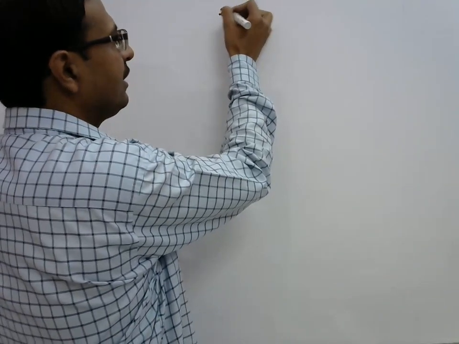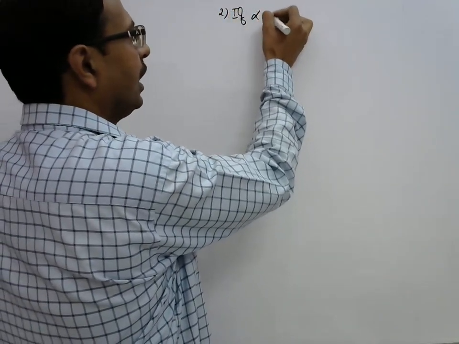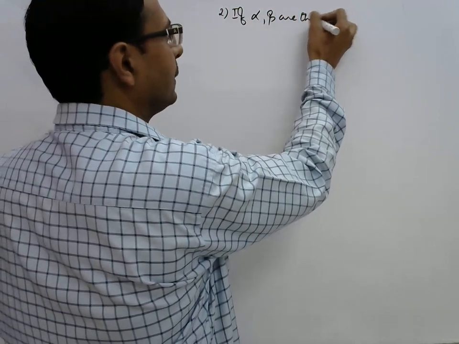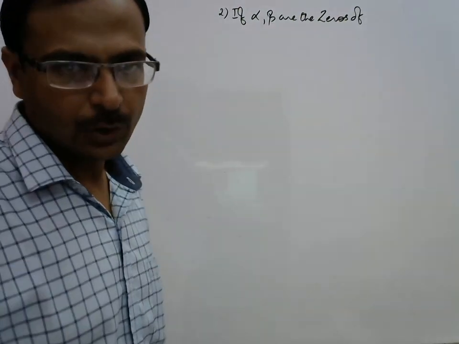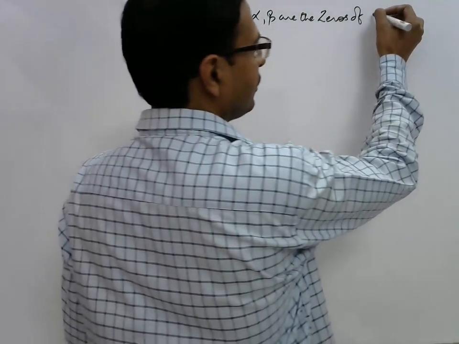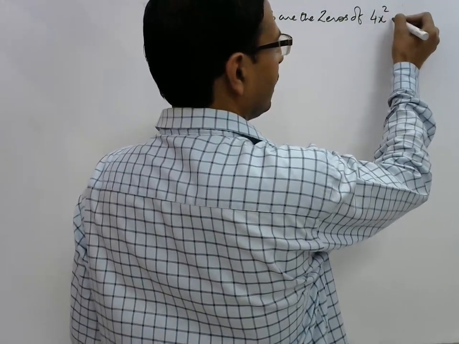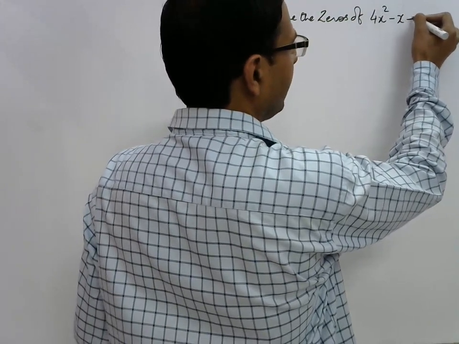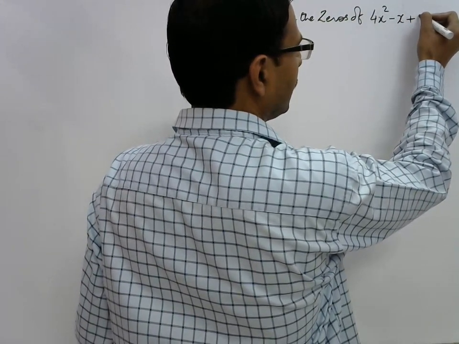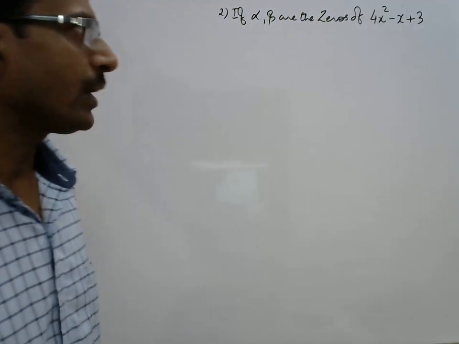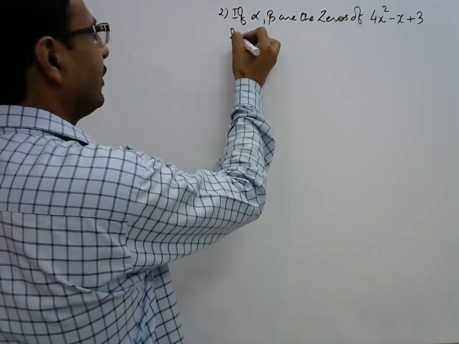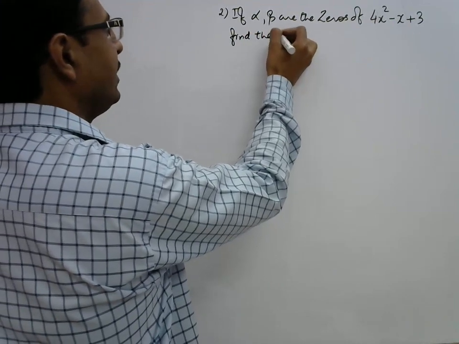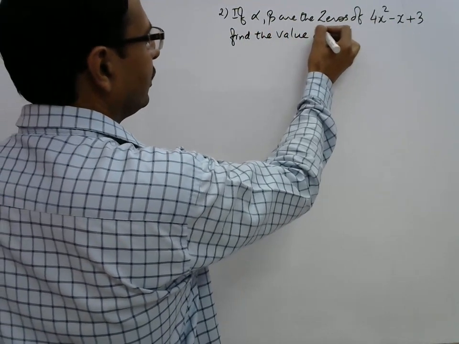Okay, let us have one more question. This is the second question. If alpha and beta are the zeros of, now you are given a quadratic polynomial. This is 4x square minus x plus 3. 4x square minus x plus 3. Find the value of.